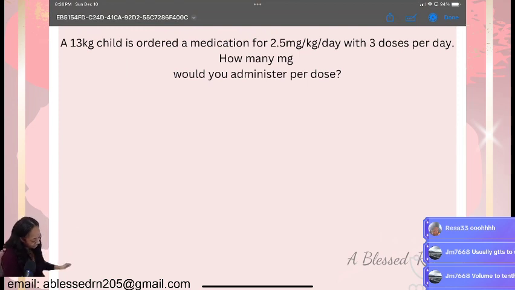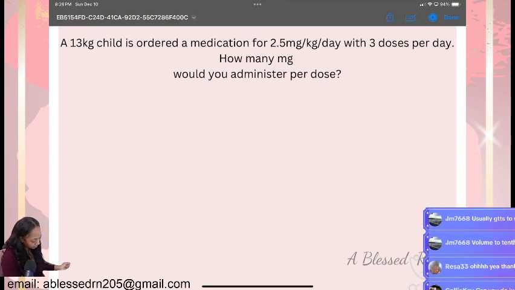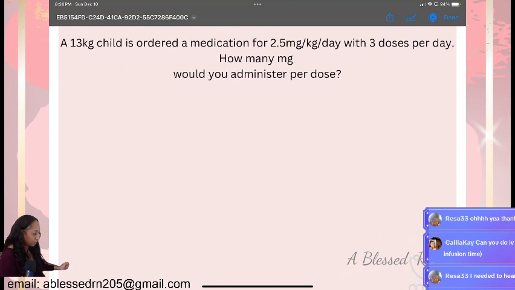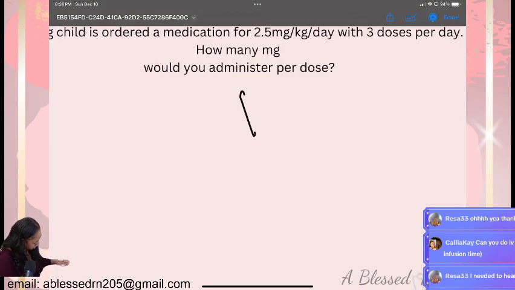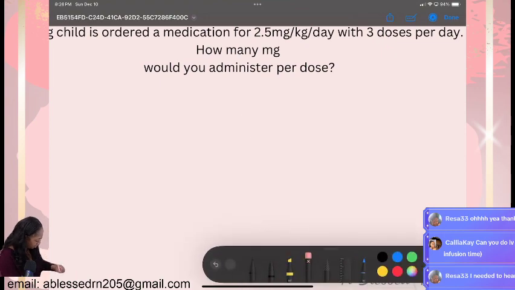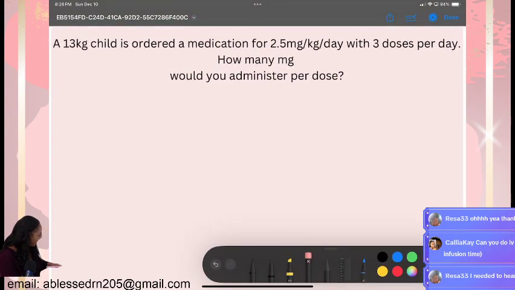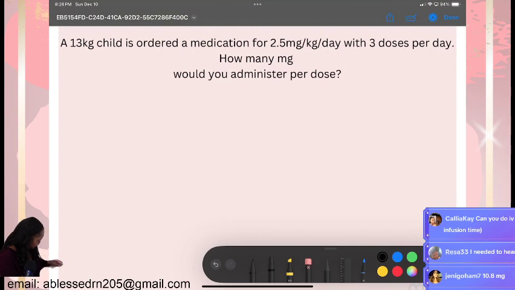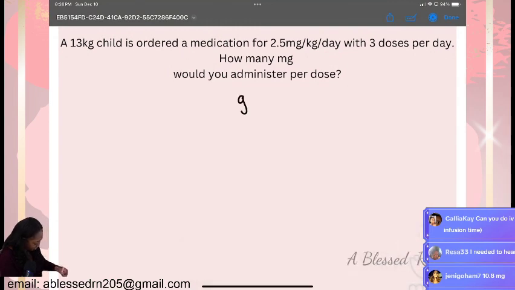So a 13 kilogram child is ordered medication for 2.5 milligrams per kilogram per day with 3 doses per day. How many milligrams would you administer per dose? Can I do IV flow rate and infusion time? I sure can, Calia K. Righty. So we are looking for, whoa, what happened there? Okie dokie, all right, let's see. Go.